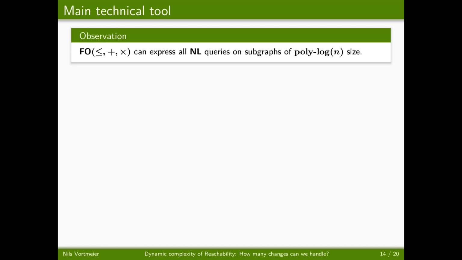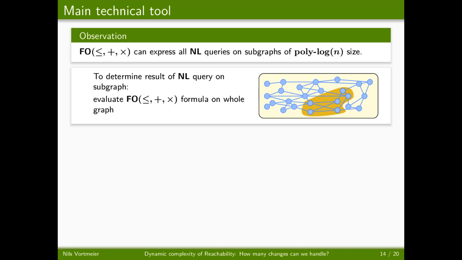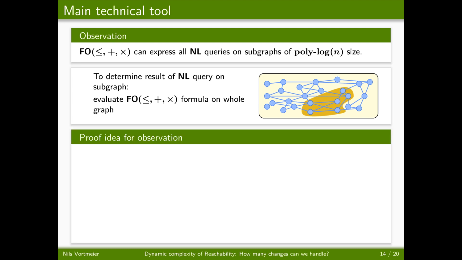Our proofs make use of an observation that I would like to mention here. This observation is that our update rules can express all NL computable queries on subgraphs of polylogarithmic size by evaluating a first-order formula on the whole graph. This observation can be proved as follows.